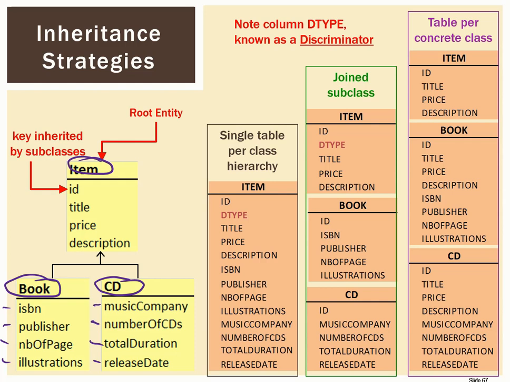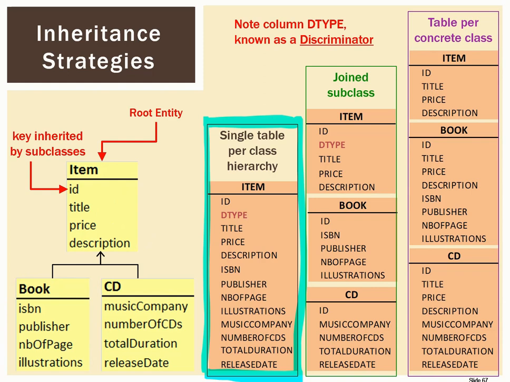If we look back up at the superclass, everything, whether it's a book or a CD, has a unique identifier, it has a title, it has a price, and it has a description. So that's how this hierarchy works. Now we're going to see the three different ways to model this in the database.